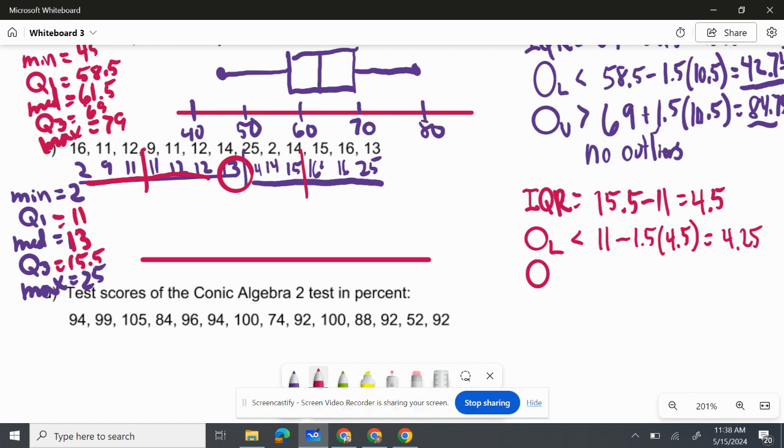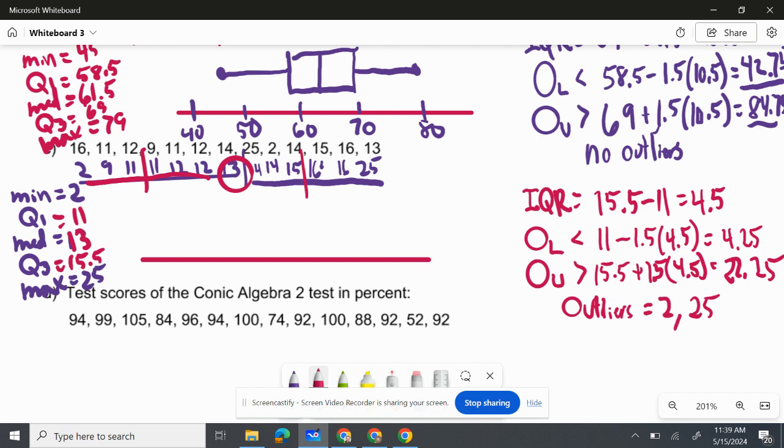And then we have our upper outlier, that would be 15.5 plus 1.5 times 4.5. And that would give us 22.25. So we have to look to see if there's any outliers, and we actually notice that there's two. There's outliers equal to 2 and 25.